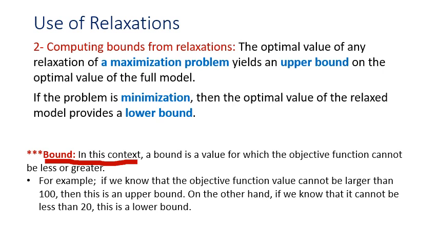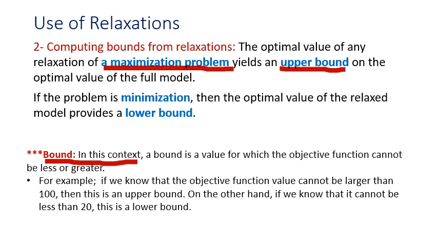On the other hand, if you know that there is a value, for example 20, such that your objective function cannot be less than this value, then 20 is your lower bound on the objective function. So as a second use of these relaxations, we can compute such bounds. The optimal value of any relaxation of a maximization problem yields an upper bound on the optimal value. You have an original maximization model, you take the LP relaxation, solve it, and find the optimal solution. That optimal value is an upper bound for your problem.